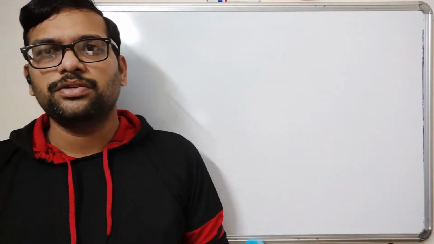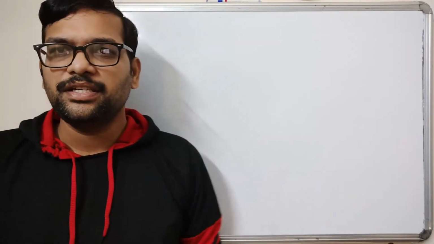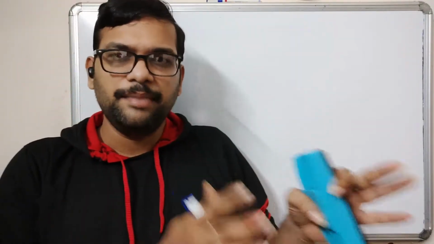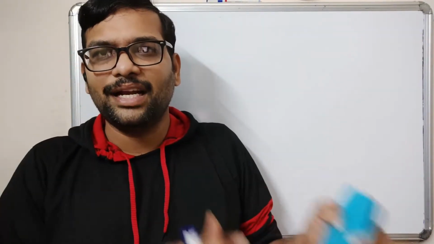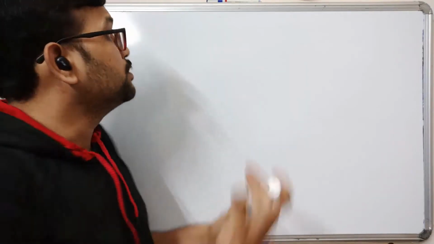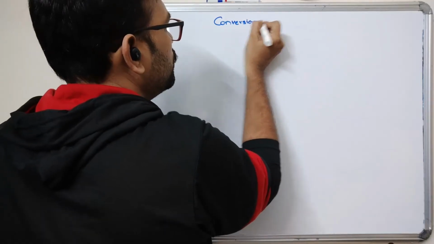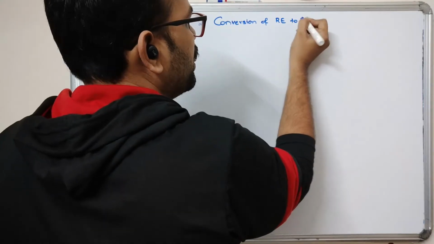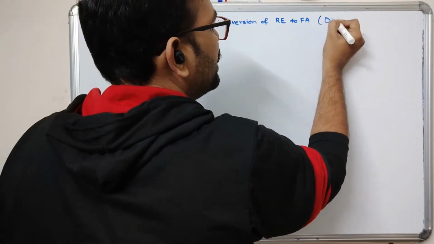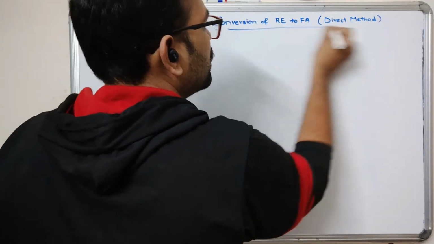So in today's session, we'll discuss one more topic in automata theory, that is the conversion of regular expression to finite automata using the direct method. In the previous session, we have seen the same conversion of regular expression to finite automata using the subset method, and now we'll see the second method called the direct method. So conversion of RE to FA, regular expression to finite automata using the direct method. Directly we have to construct the finite automata.